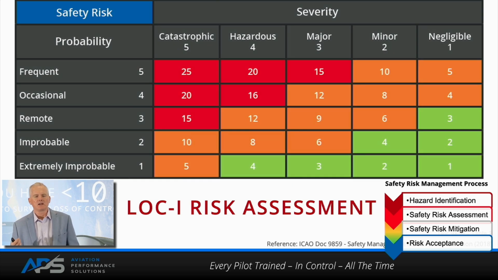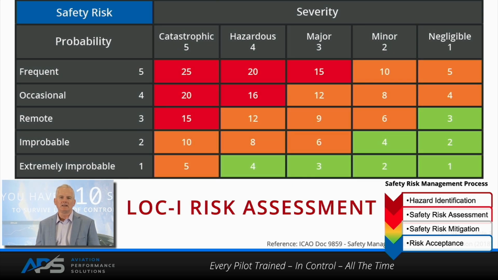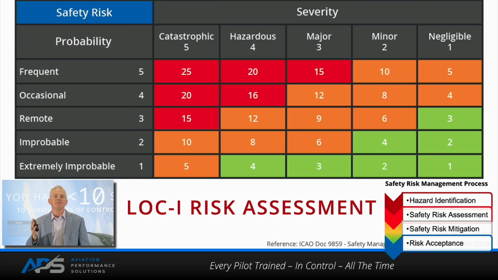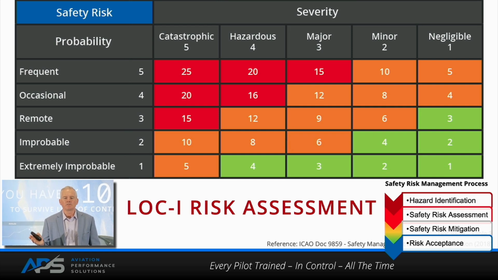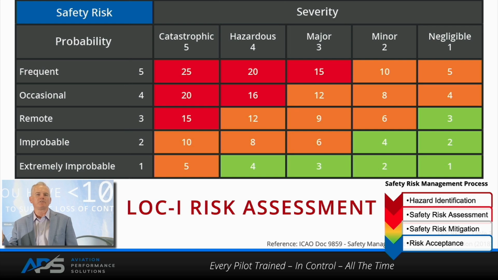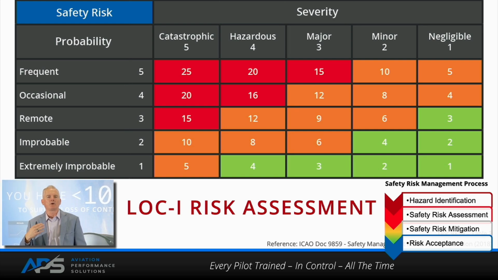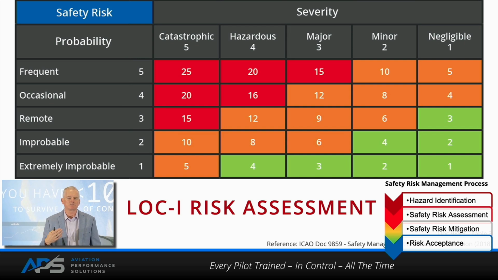We're going to pull this chart out of ICAO Doc 9859, and this is a fairly standard representation of a risk assessment matrix. Along the top is severity, so you have your columns from severe, which is catastrophic, and then hazardous and so on from left to right, and then probability is from top to bottom, where frequent is the most prevalent at the top and extremely improbable at the bottom. When we're assessing risk, we want to figure out where the risk lands on this particular chart.